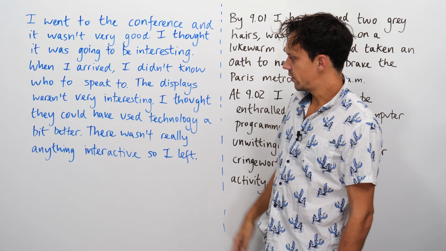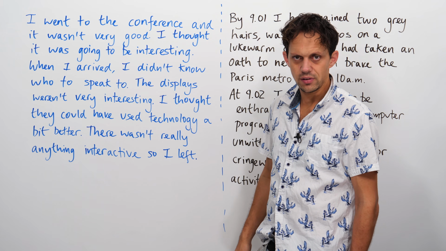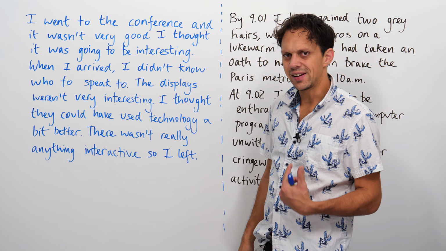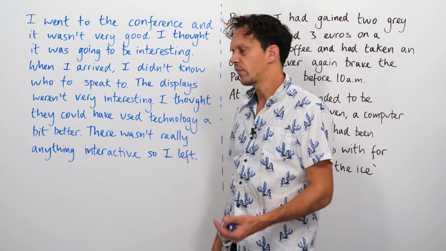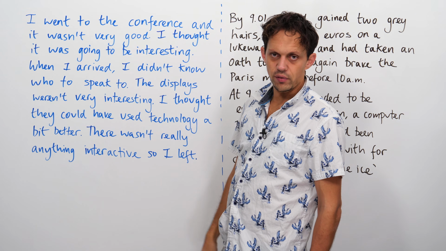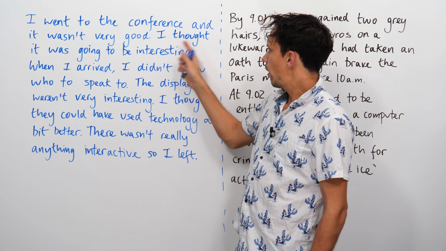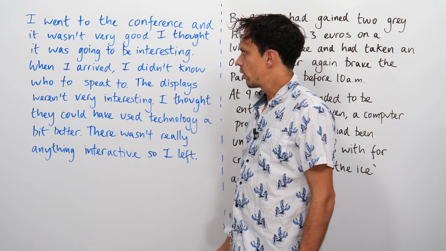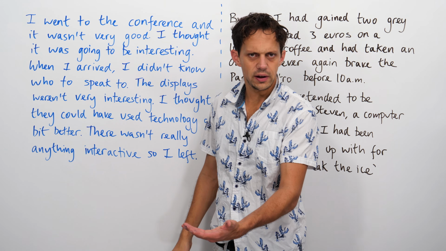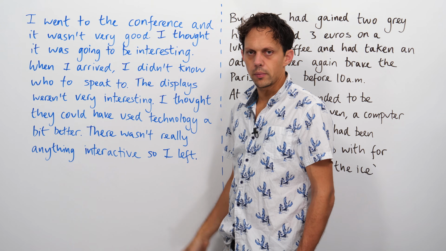The vocab is not particularly good. The grammar is accurate, but it's not written in an interesting style. Let's have a read. I went to the conference and it wasn't very good. Why not? I thought it was going to be interesting. Why? Why did you think that? When I arrived, I didn't know who to speak to.